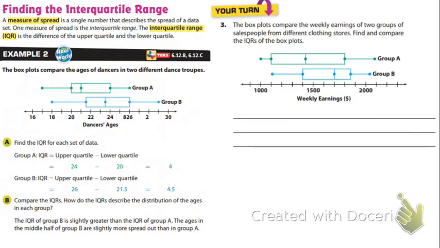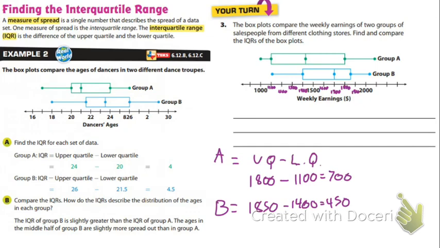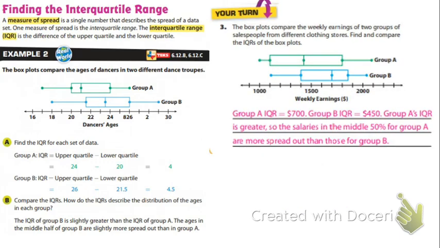I'd like for you all to please go and solve number 3, please. All right, so please start off by putting group A's interquartile range. Alrighty, and please go and put group B's. All right, ladies and gents, and this is what you should have had. Group A's interquartile range was 700. Group B's was 450. But not only did they ask you to find them, they're also asking you to compare them. The interquartile range of group A is greater than group B's. And that's what the book has right there.